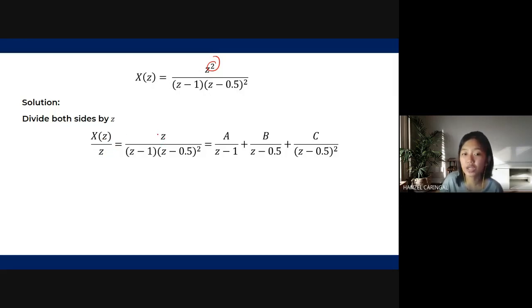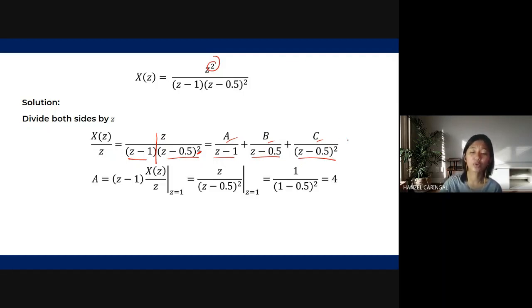Then, in partial fraction, each denominator has a corresponding numerator, so the unknowns A, B, and C. This is a repeated roots case, right? Case number 3, I think. So in case number 3, in partial fraction, we have the denominators z minus 1, z minus 0.5, and then z minus 0.5 squared. So we're going to solve the unknowns.